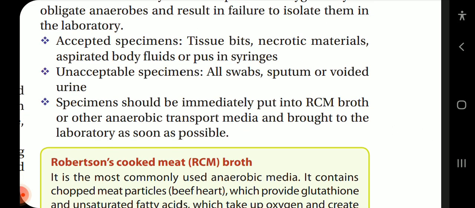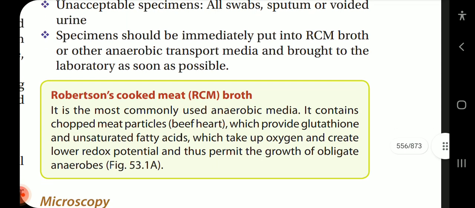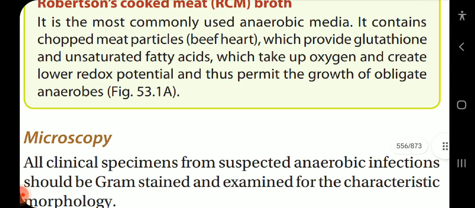Accepted specimens: tissue bits, necrotic material, and aspirated body fluids in syringes. Unacceptable specimens: all swabs, sputum, or voided urine. Specimen should be immediately put into RCM broth or other anaerobic transport media and brought to the laboratory as soon as possible. Robertson's cooked meat or RCM broth is the most commonly used anaerobic medium. It contains chopped meat particles, beef heart, which provide glutathione and unsaturated fatty acids, which take up oxygen and create low redox potential and thus permit the growth of obligate anaerobes.